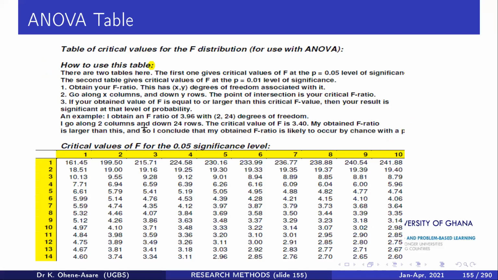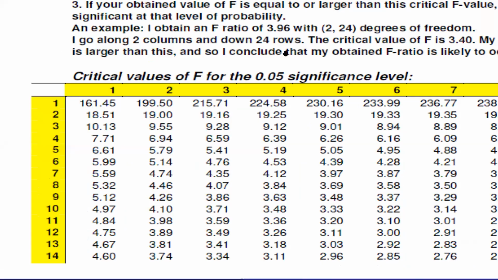On your screen, this is the F table. Look at it. Now, the F table has two versions. The one for 0.05, which is 5%, is what we have here. The second one is for 0.01, which is 1%. That one is not here; it is on the next page. But since we are using 0.05, I'm going to focus on that.